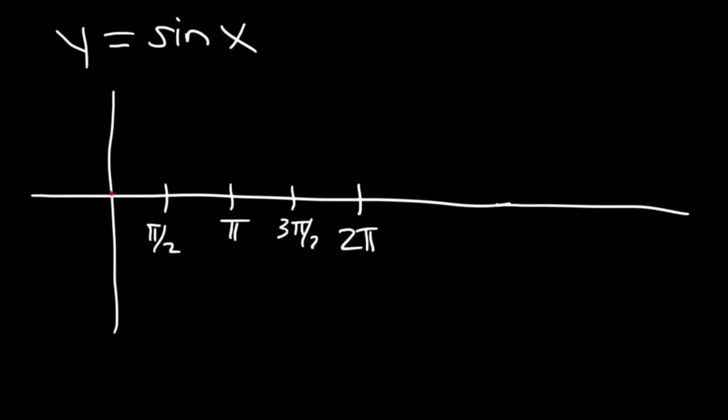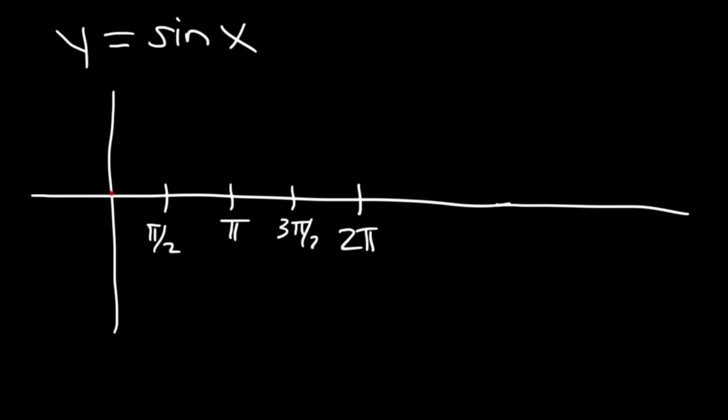Now, if we want another period, let's add 2 pi to it. So we want to go to 4 pi. In between 2 pi and 4 pi is 3 pi. In between 2 pi and 3 pi, it's 5 pi over 2. You add these two, then divide by 2. If we add 3 pi and 4 pi, that's 7 pi, and then divided by 2, we get 7 pi over 2.